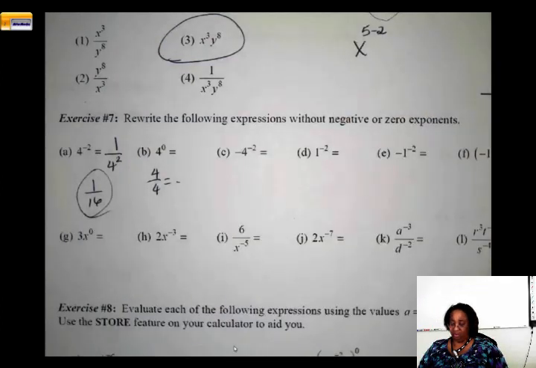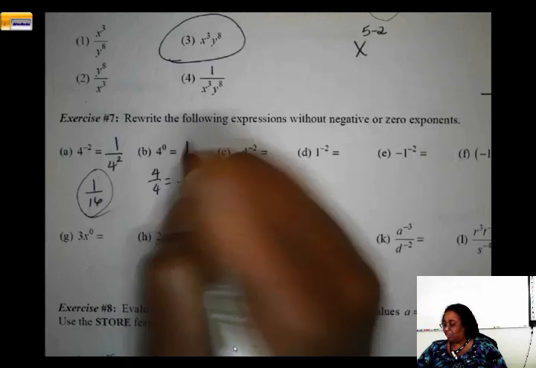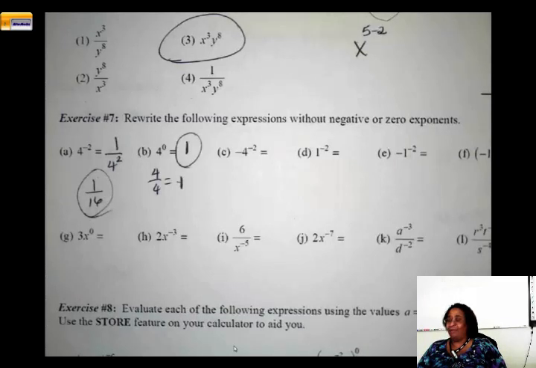Could you go to page 2 and look at the number 6? It says anything to the 0 power is equal to 1. So that's one you need to remember. That'd be 1, okay. All right. What about number C?